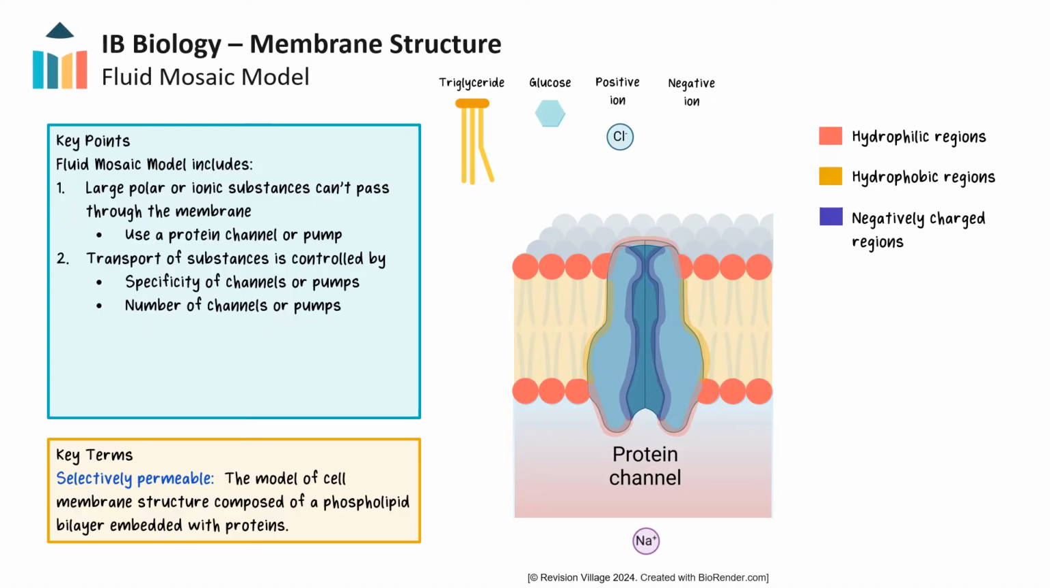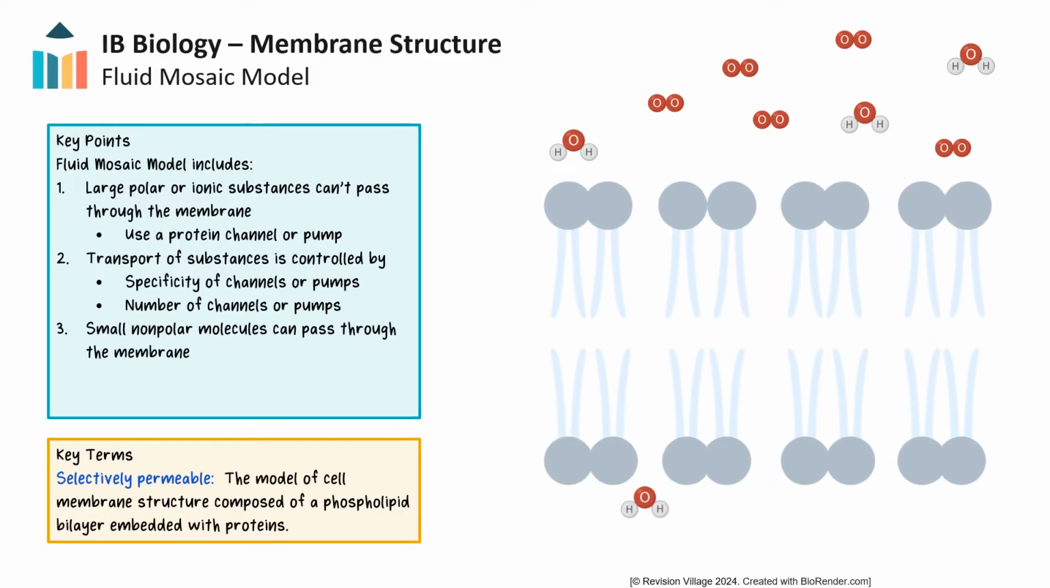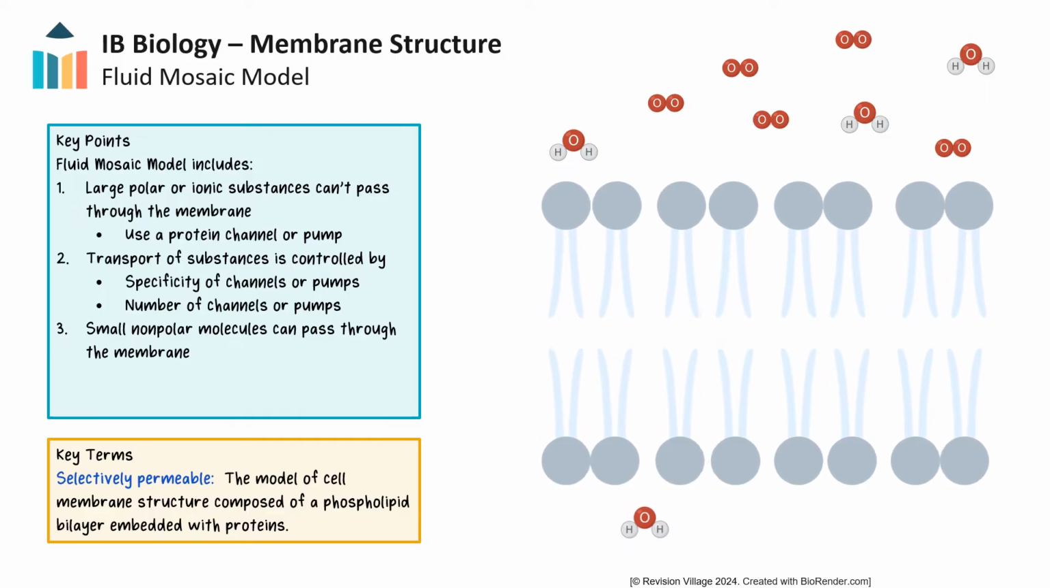To those substances, the membrane is considered selectively permeable, meaning the cell determines which substances move in or out and at what rate that exchange occurs. However, the membrane is only selectively permeable to large charged or polar substances that require a protein to pass through. Because the membrane is constantly moving, it creates small gaps that molecules can pass through.